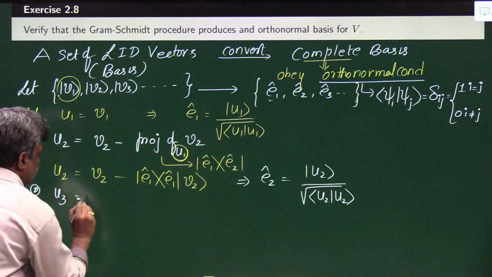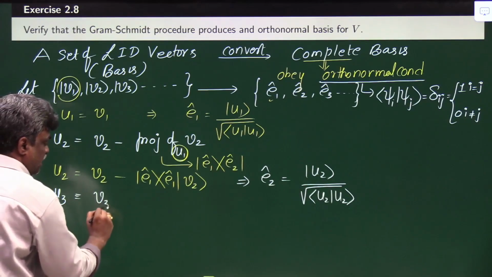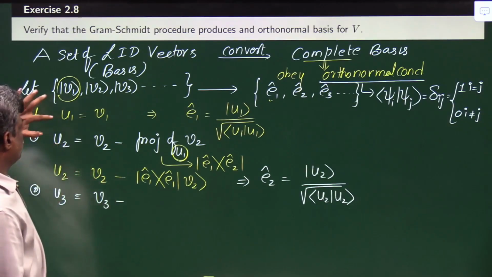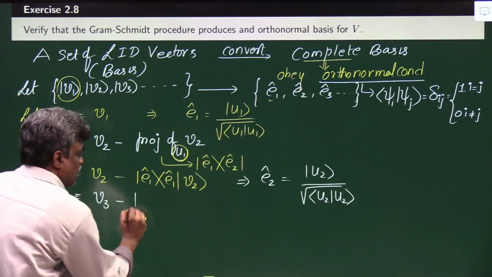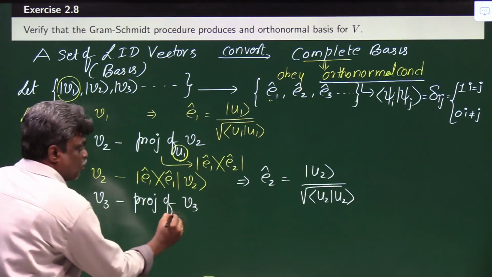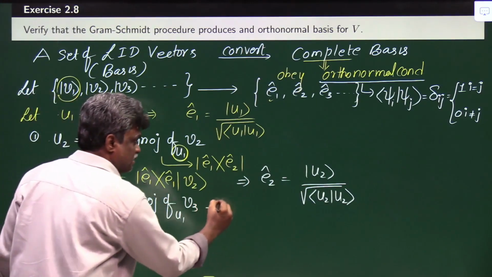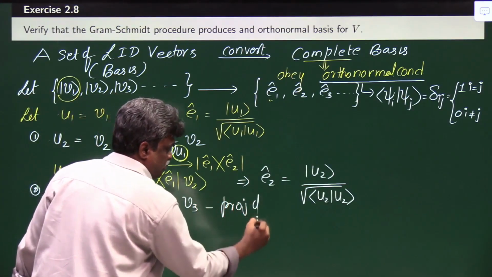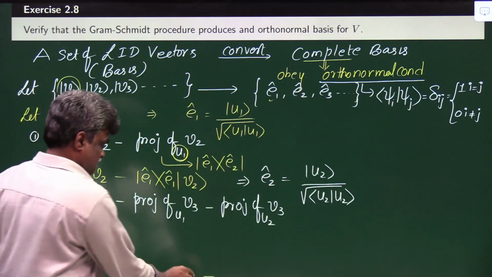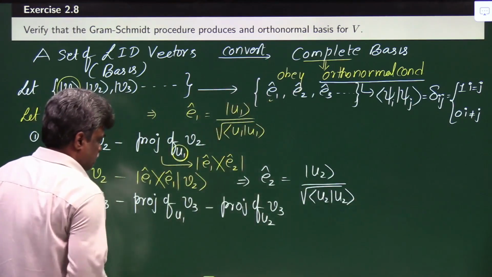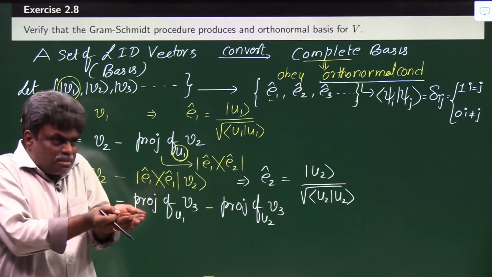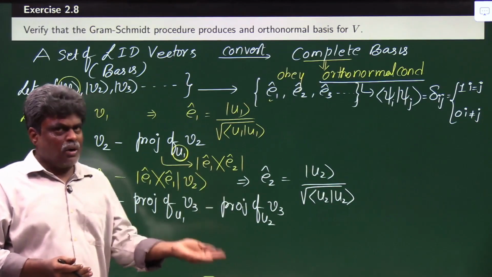So U3 equal to V3 minus, see carefully, here already we got two things, U1 and U2. So that's why projection of V3 over U1 minus projection of V3 over U2. So let us write this. Same concept. What is the meaning of projection of V3 over U1? You just take the projection operator corresponding to U1 and operate on V3.